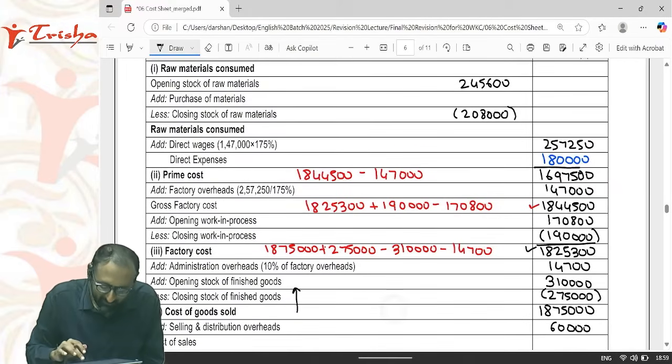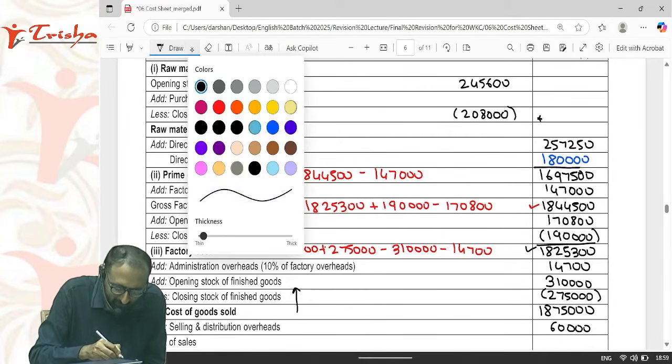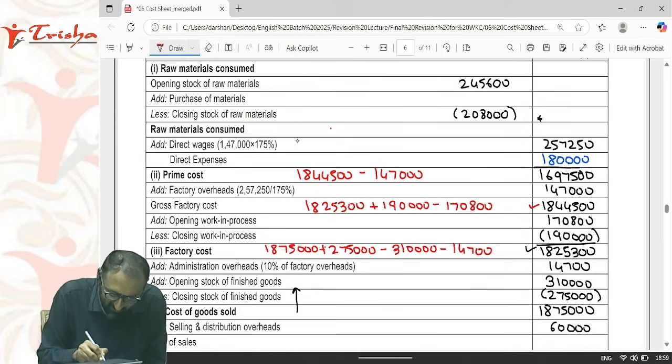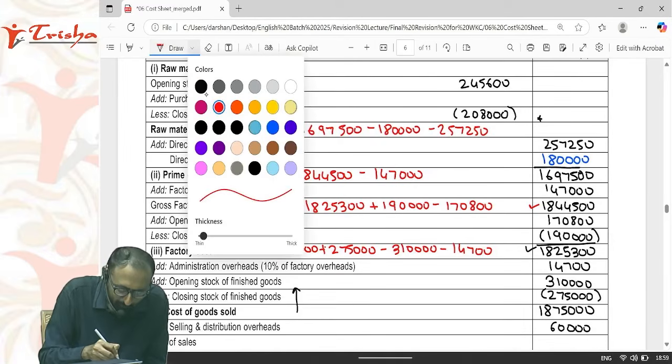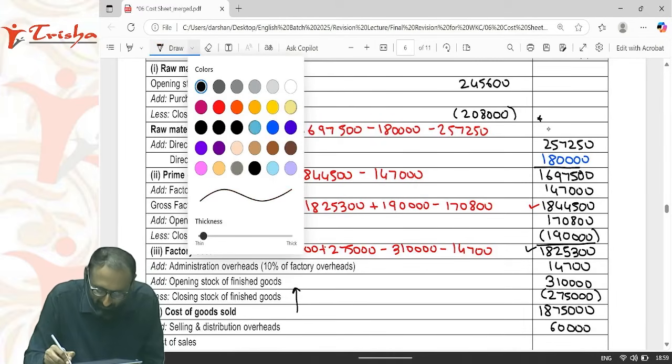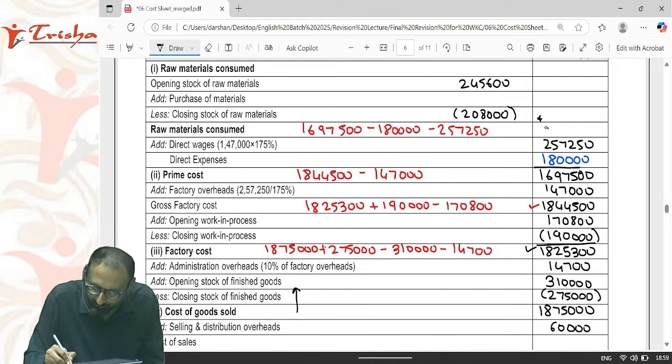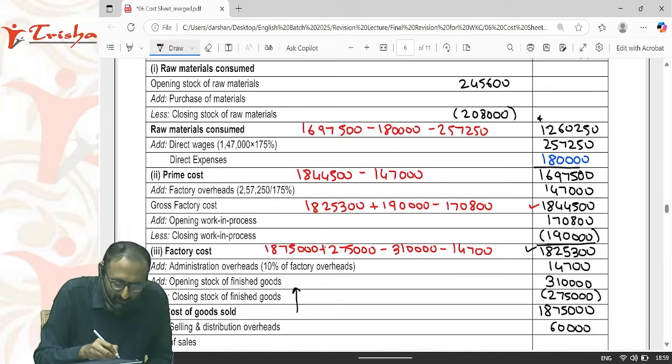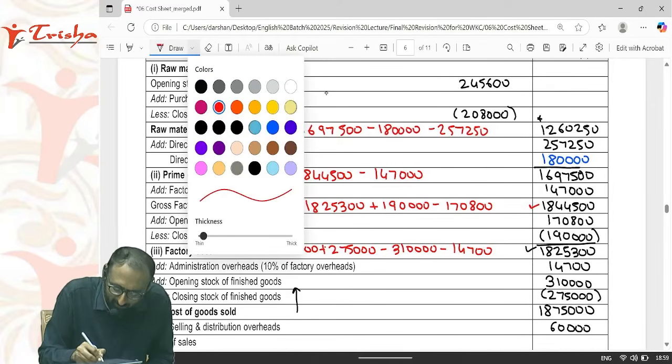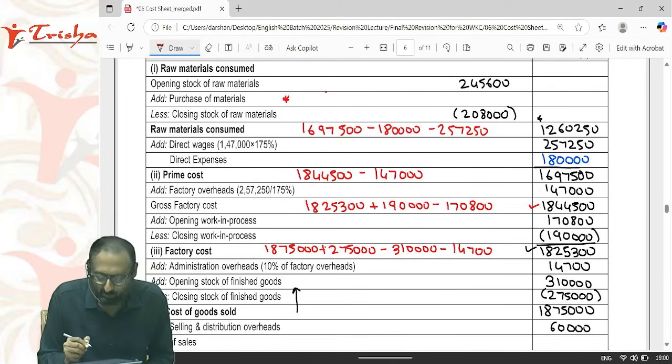Kindly tell me how much will be your direct material consumed. Reverse working. 16 lakhs 97,500 minus 1 lakh 80,000 direct expenses minus 2 lakh 57,250 direct labor. How much is your material consumed? I'll write in the outer column. 12 lakhs 60,250. Right?